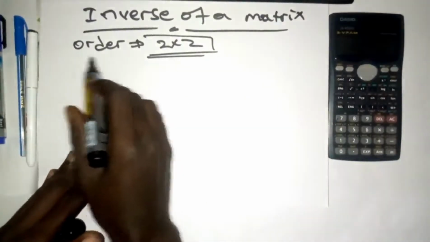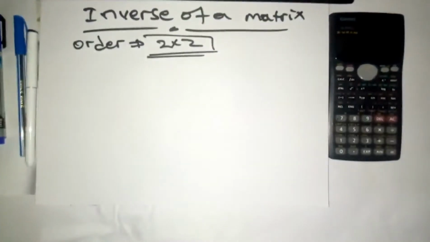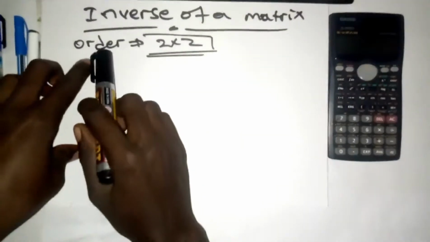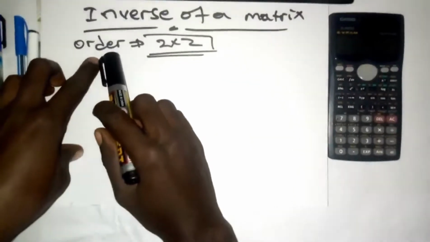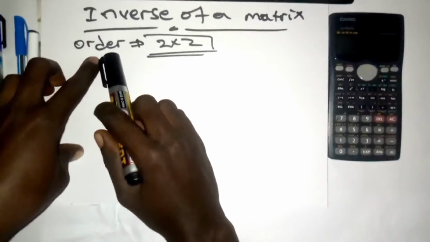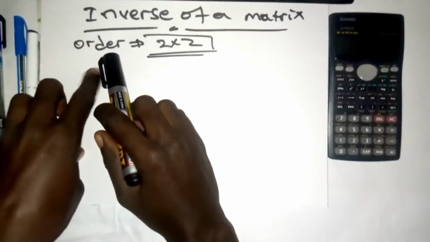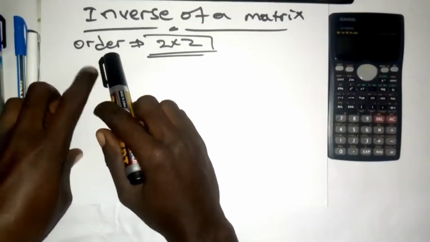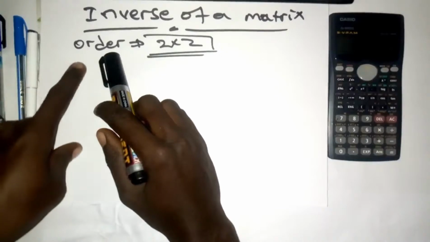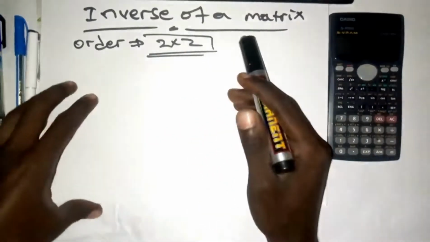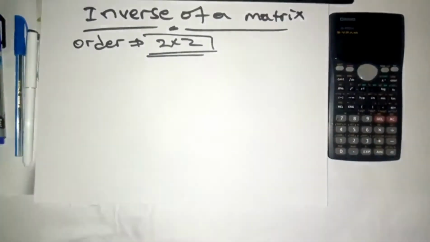So we shall restrict ourselves to a 2 by 2 matrix at this level, meaning that for members who have not yet understood or who don't know what the order of a matrix is, please go back and visit our videos. Look for the lesson where we describe the different terms that we use when we are dealing with matrices, so that you can understand the order of a matrix that we shall be talking about.